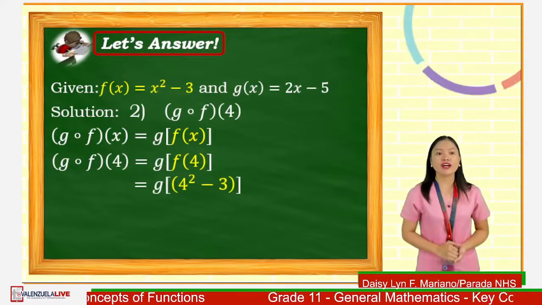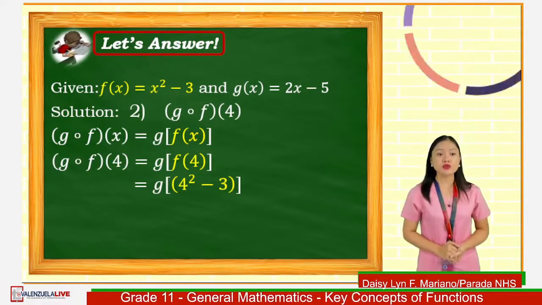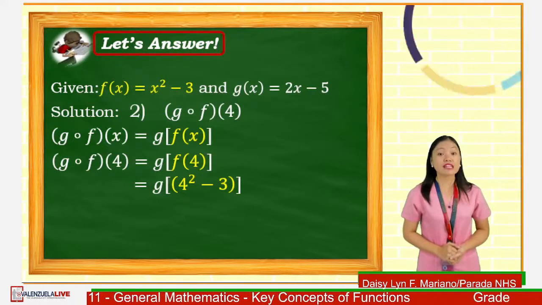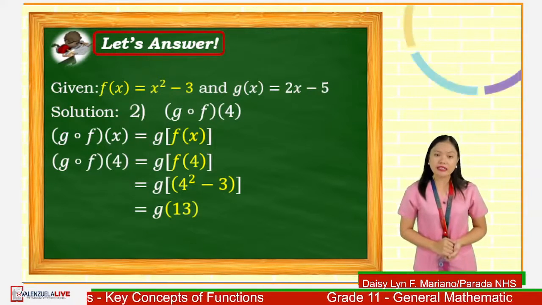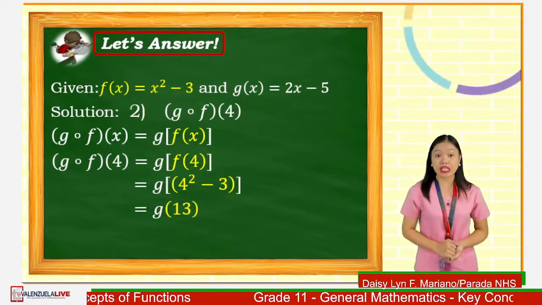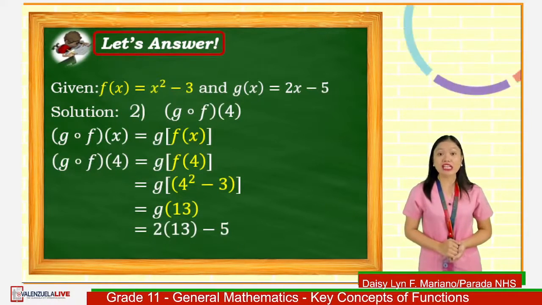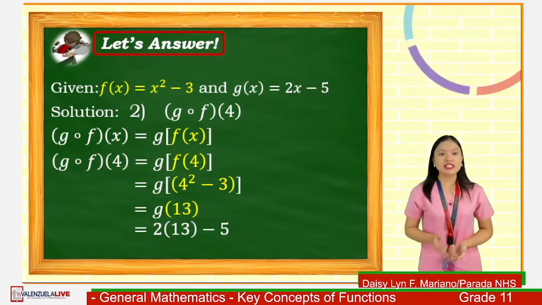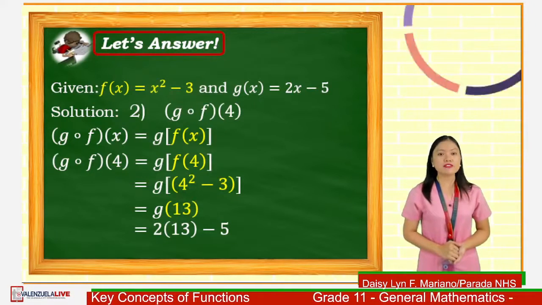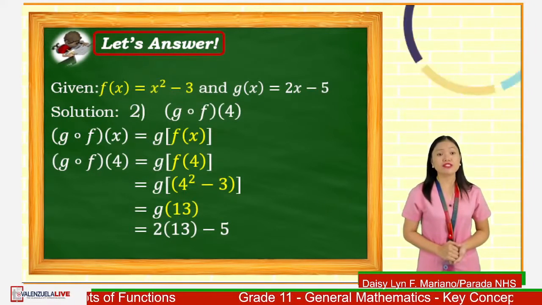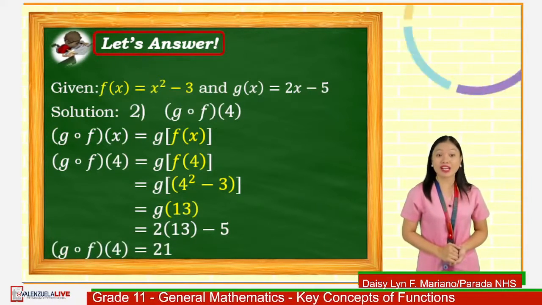Doing so, we have 4 raised to 2 minus 3. 4 raised to 2 is 16, minus 3 is 13. So we have g of 13. Next is to evaluate g of 13. That is, we substitute 13 in place of x in g of x. This gives us 2 times 13 minus 5. 2 times 13 is 26, minus 5 is 21. So, g composed with f of 4 is 21.